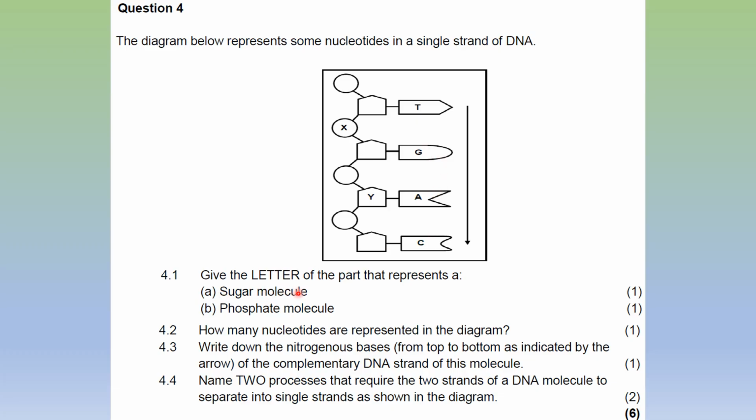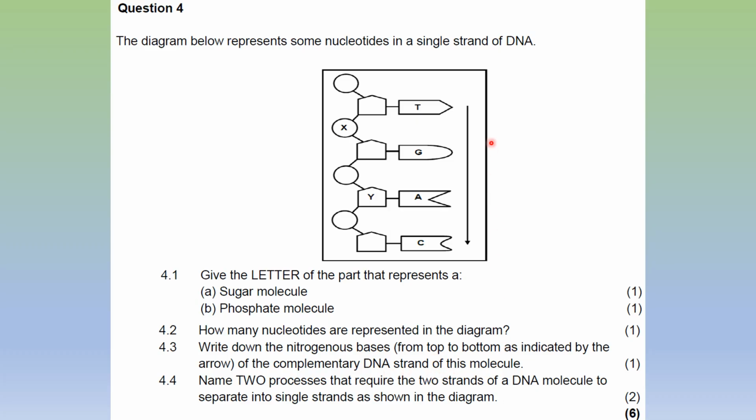Then it says, give the letter of the part that represents a sugar portion or the sugar molecule. So it's going to be Y. Phosphate molecule, it's going to be X. How many nucleotides are represented in the diagram? So remember, your nucleotide is made up of a sugar, a phosphate, and a nitrogenous base. So that will be 1, 2, 3, and 4. So there's 4.